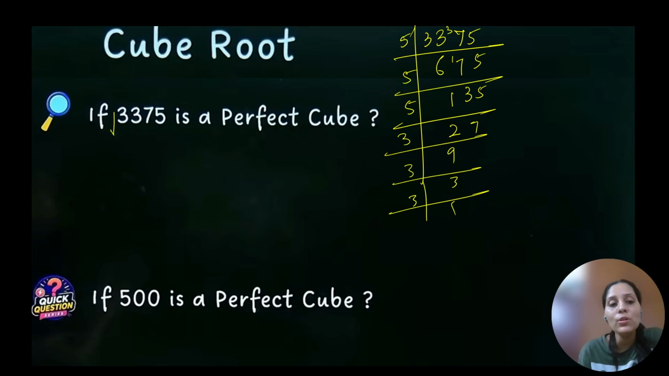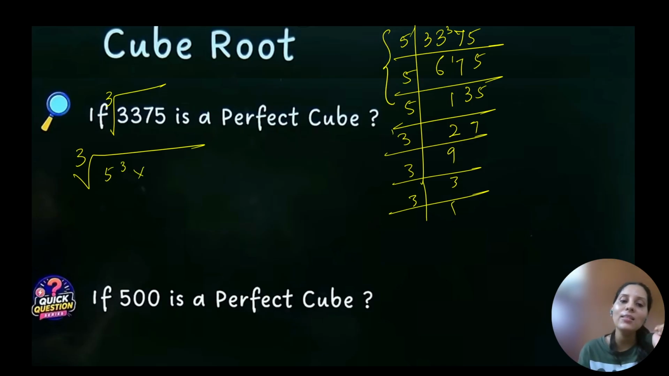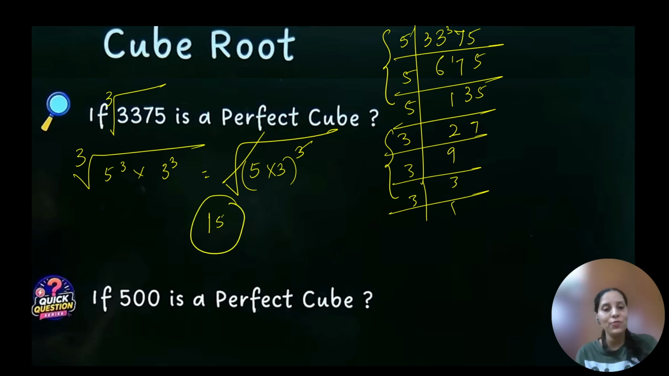Now you know the cube root symbol is like this. Since we are doing cube root, in square root we made them into pairs of 2, but in cube root you'll make them into groups of 3. So this is one group, 5 cube, and this is another group, 3 cube. So I can write 5 into 3 whole cube. The cube and cube root get cancelled and your answer is 15.